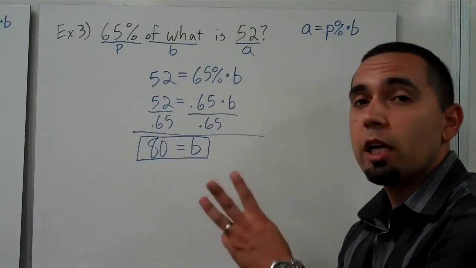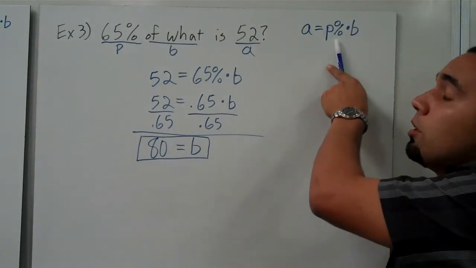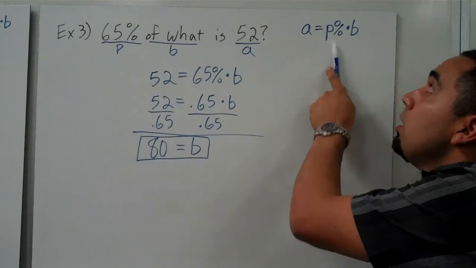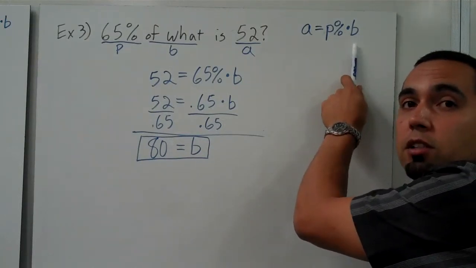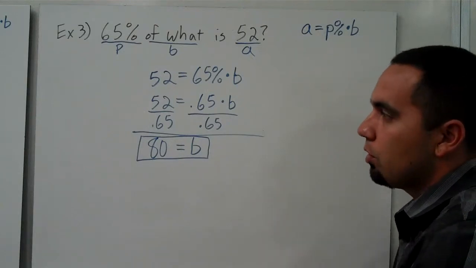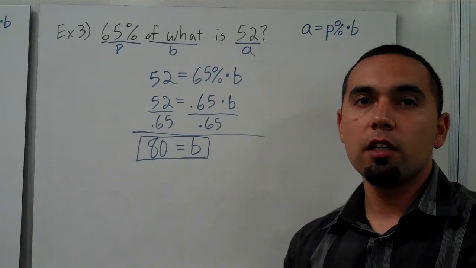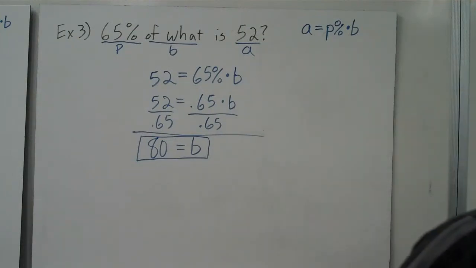So again, 3 types of problems. One where you're trying to find the part, which is A. One where you're trying to find the percentage, which is P. And one where you're trying to find the base, which is the total number. And in this case, it's 80. So this has been problems with percents.